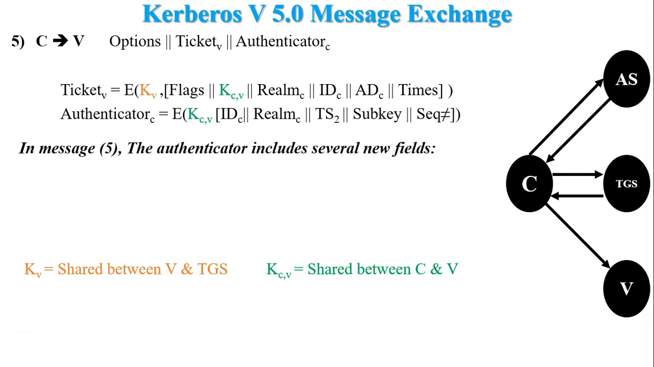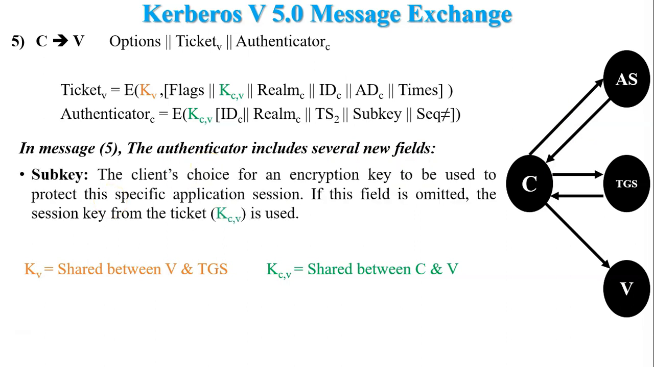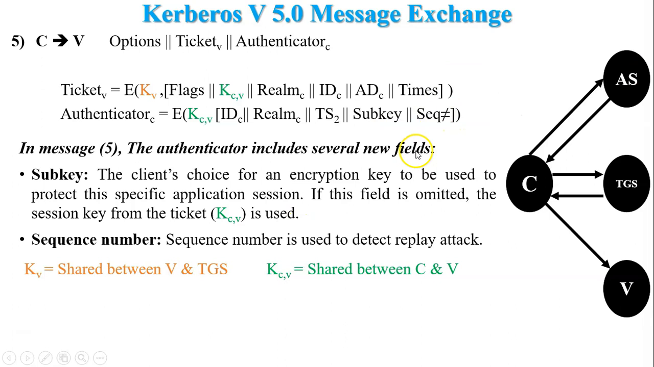In that request message, the authenticator includes several new fields. The first field is subkey. Here subkey means sub-session key, which is generated from the session key KCV. It is generated by the client. Each new connection has a new subsession key. If the subsession key field is omitted, the session key from the ticket, KCV, is used. And the last field of Authenticator C is the sequence number. The sequence number is used to detect replay attacks while the client and server communication is going on.